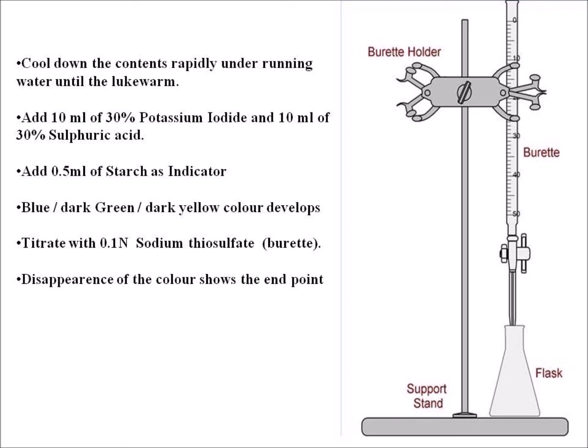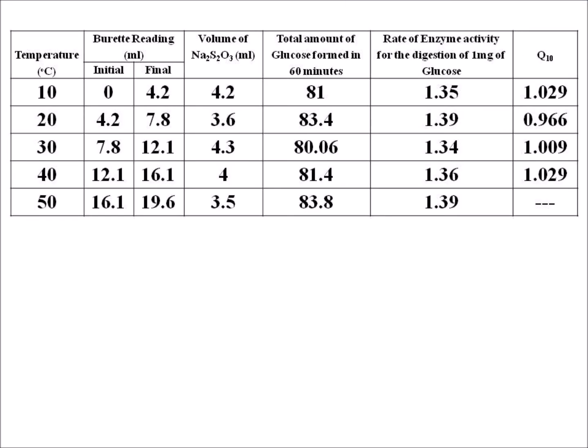Then add 10 ml of 30% potassium iodide and 10 ml of 30% sulfuric acid. Add 0.5 ml of starch as indicator. Color will develop as blue, dark green or dark yellow. Titrate with 0.1 normal sodium thiosulfate taken in the burette. Endpoint is the disappearance of color. This table shows the summary of the experiment.